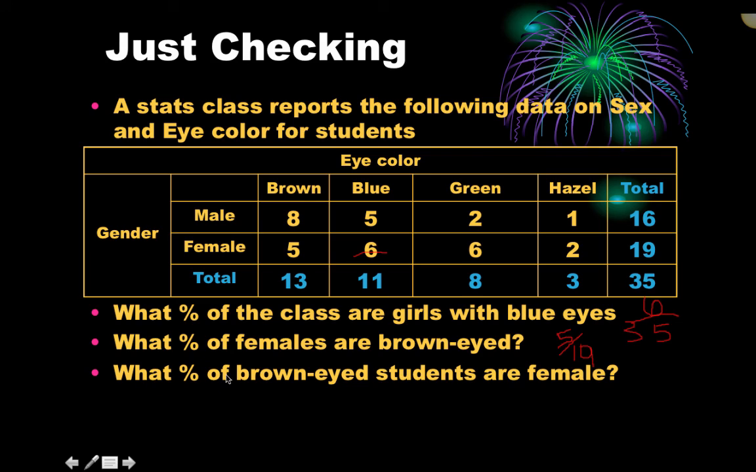Okay, so then we want to know what percent of brown-eyed students are female. So now we're only looking at brown-eyed students, so that would be this column right here. So the total is now 13. So now we are out of 13. And female, there are 5 female with brown eyes, so it would be 5 out of 13. Okay, so that is roughly how we can go about using the contingency table.